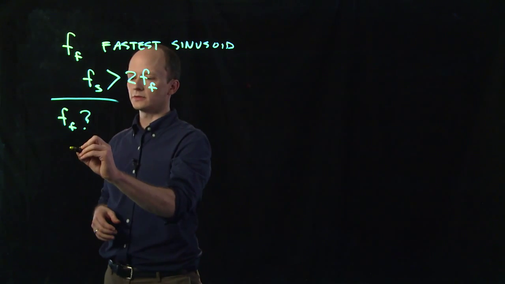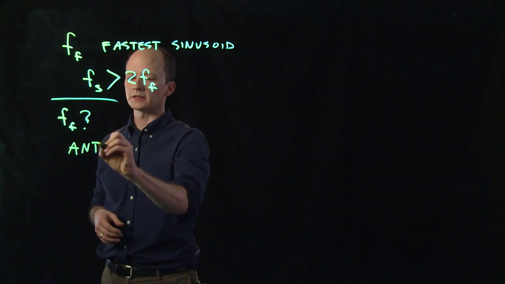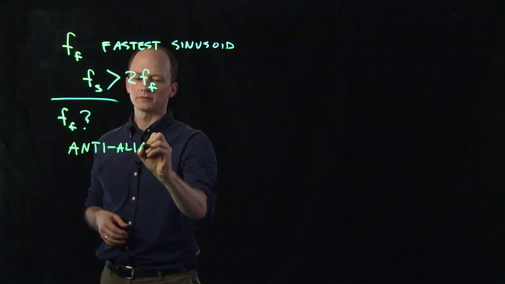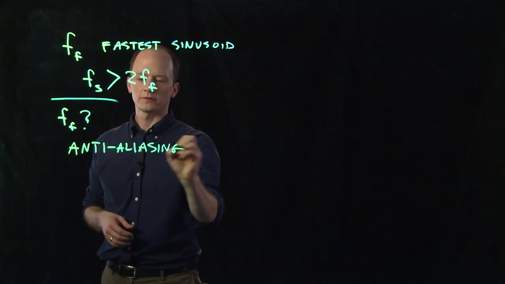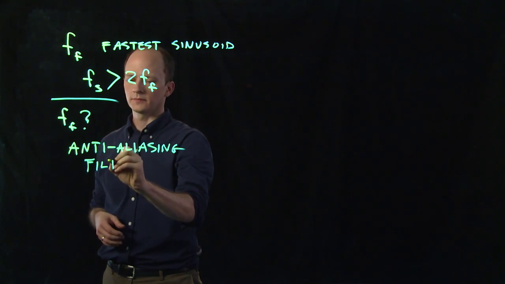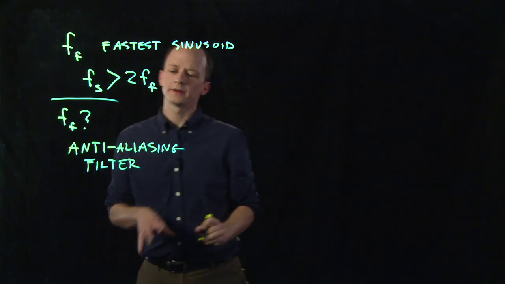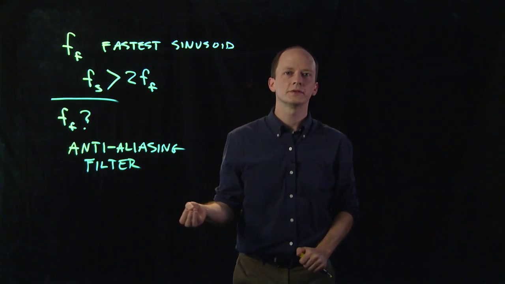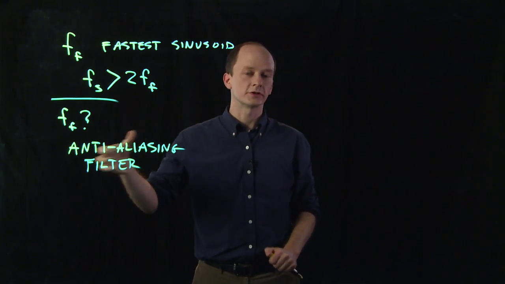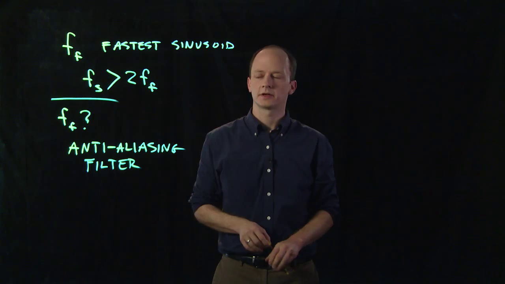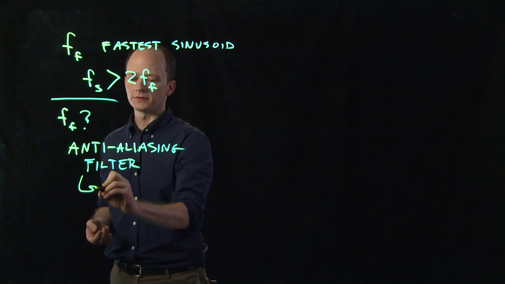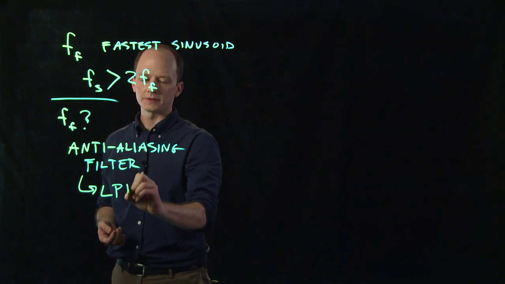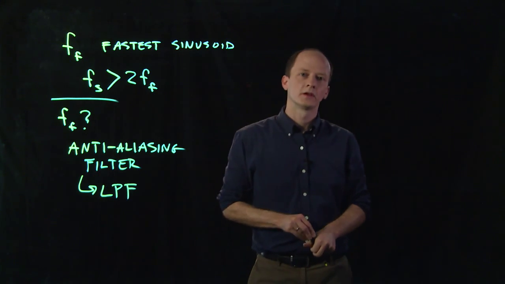Basically what we're going to do is have what we're going to call an anti-aliasing filter. This name doesn't really tell us anything special about the circuit we're going to use. It's just saying what the function of this filter actually is. And in practice, you've seen this before. All it is is a low-pass filter.